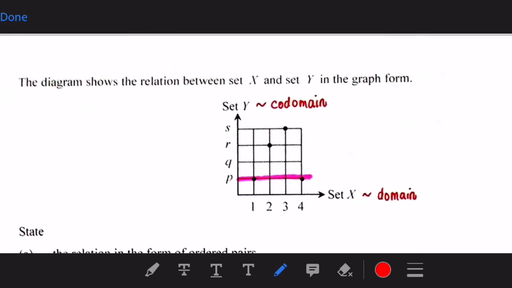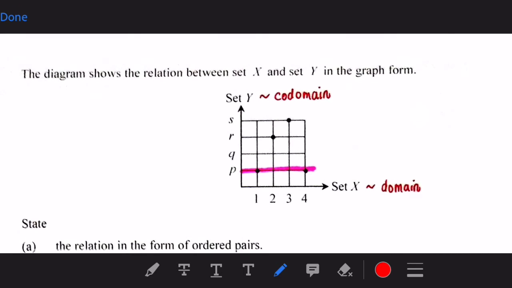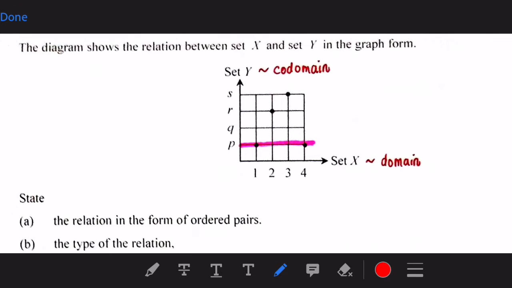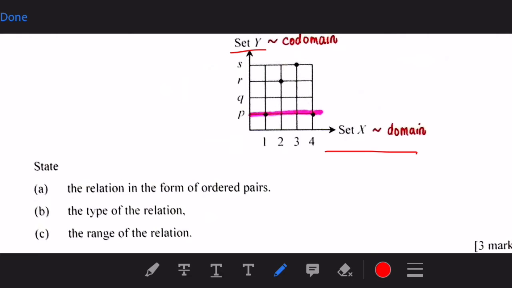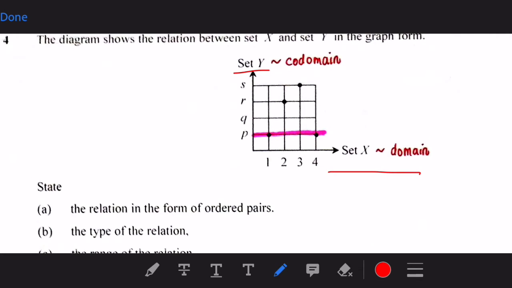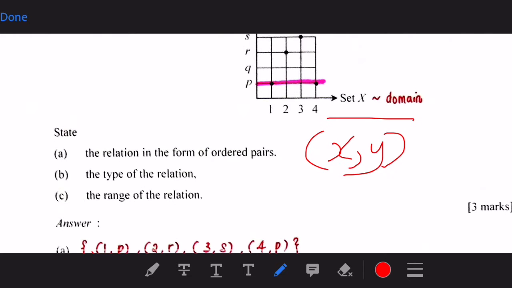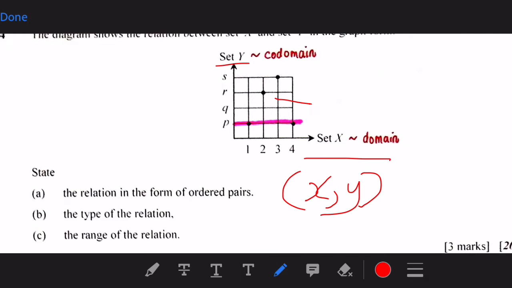The diagram shows the relation between set X and set Y in graph form, in the graph function. So set Y is codomain, set X is domain. So the relation in the form of ordered pairs. So we have to list out the ordered pairs. Ordered pairs are always X followed by Y. So your answer should be 1P, 2R, right? This point is 2R.